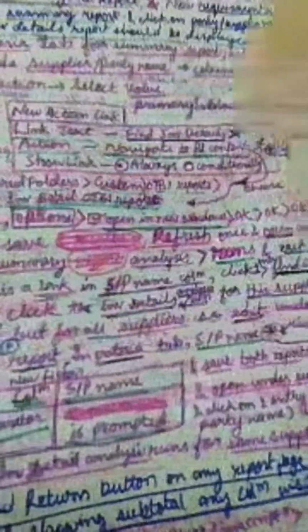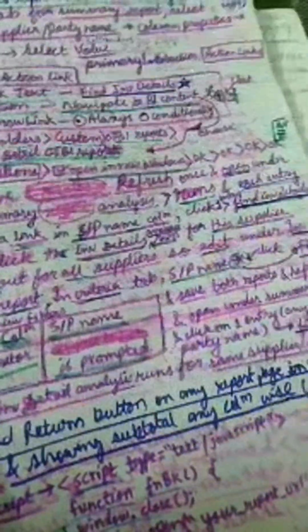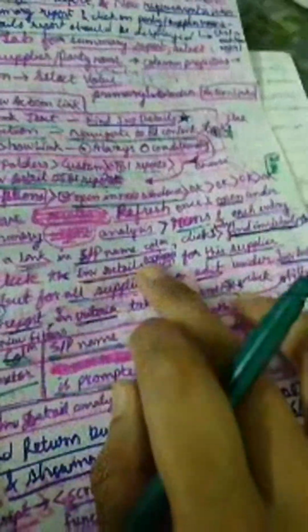Okay, so what happens is, after doing only this one setting, it doesn't pick up only one entry. Although I am clicking on only one entry, the output will be shown for all the suppliers in the detail report.